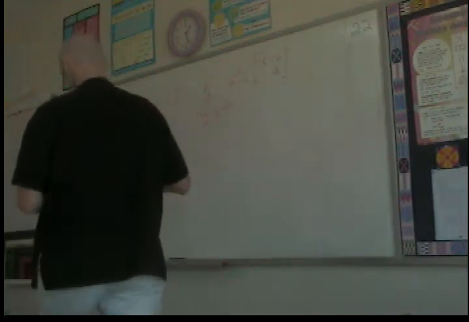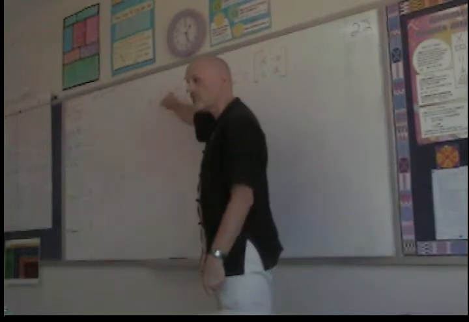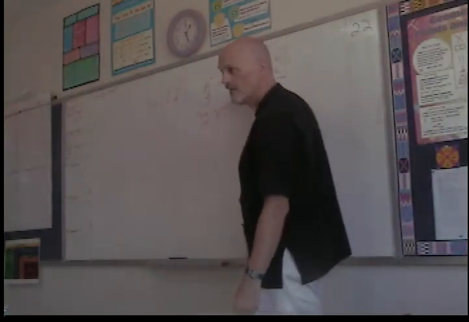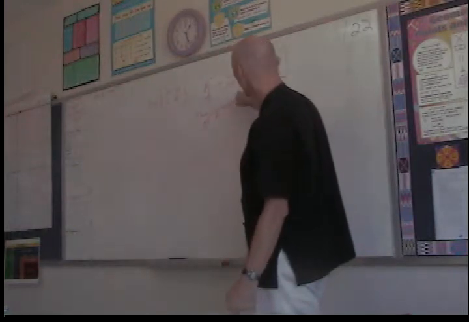Okay, so AD minus CB is the determinant for a 2 by 2 matrix. So it's 1 over the determinant. And we're going to multiply that by the matrix. Now this is where it gets a little tricky.